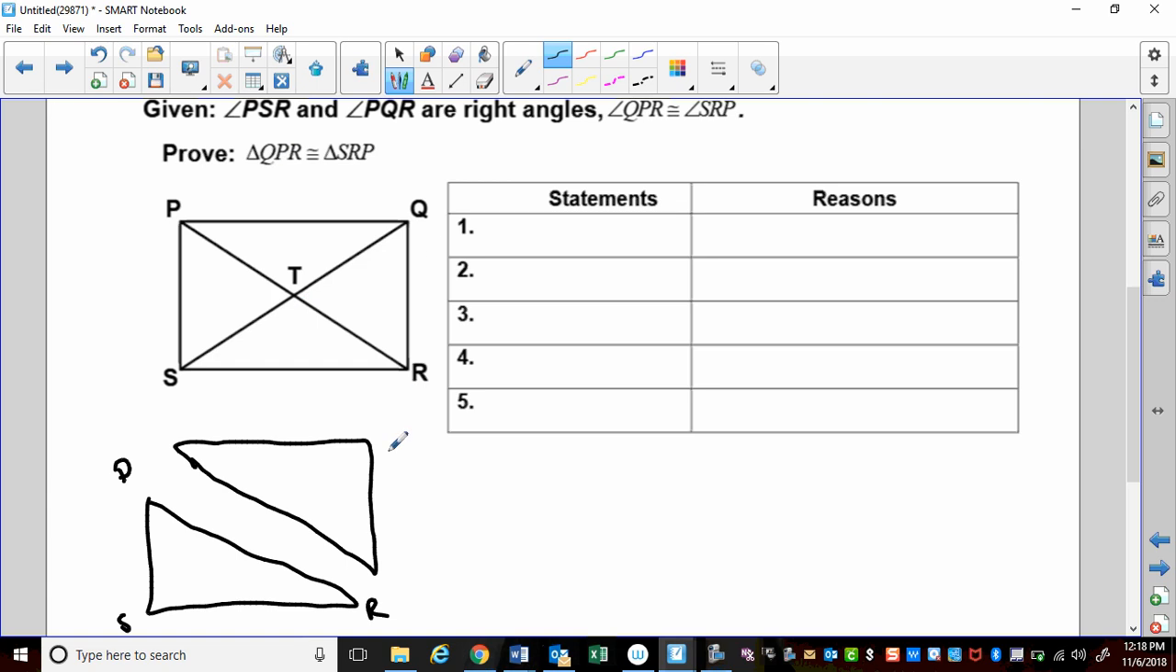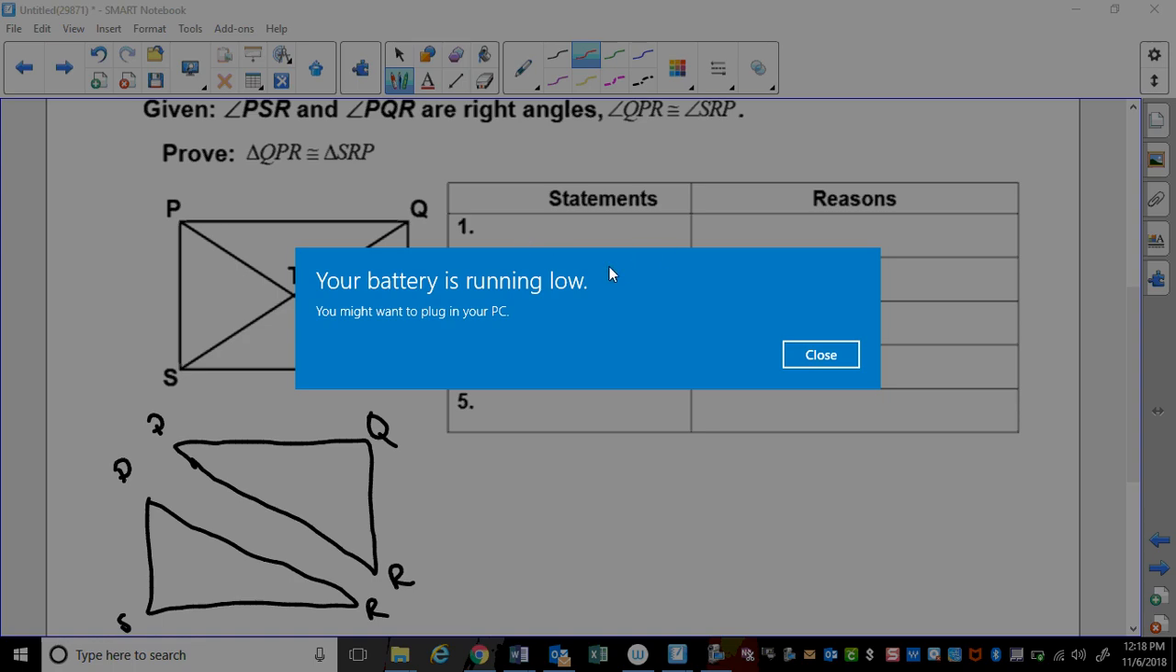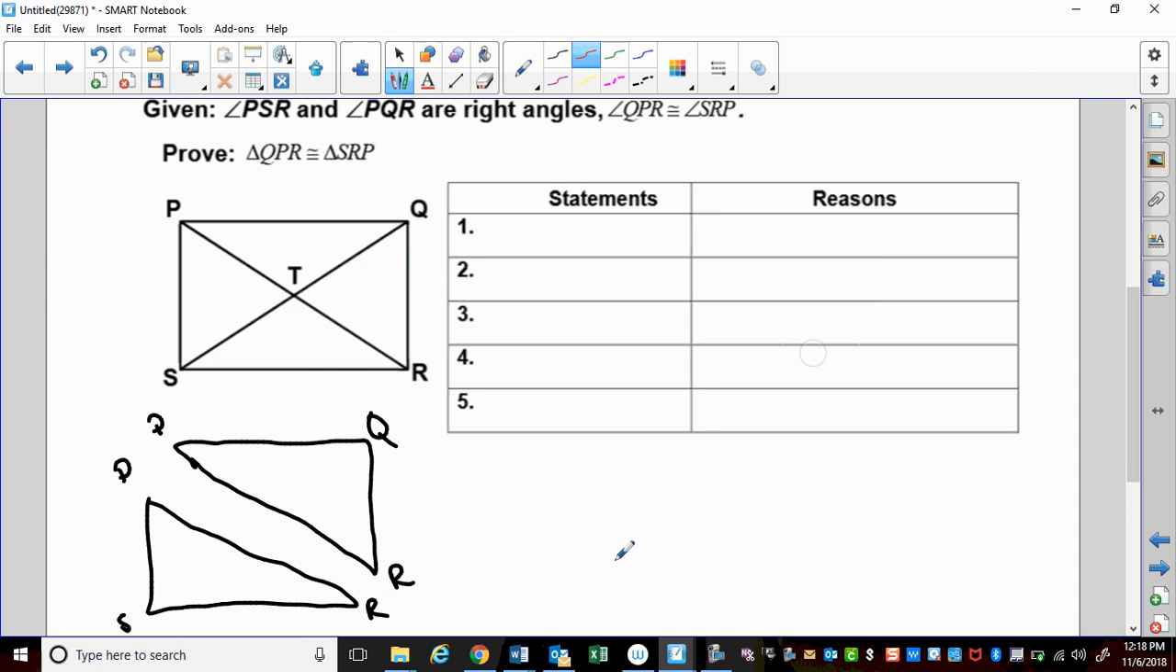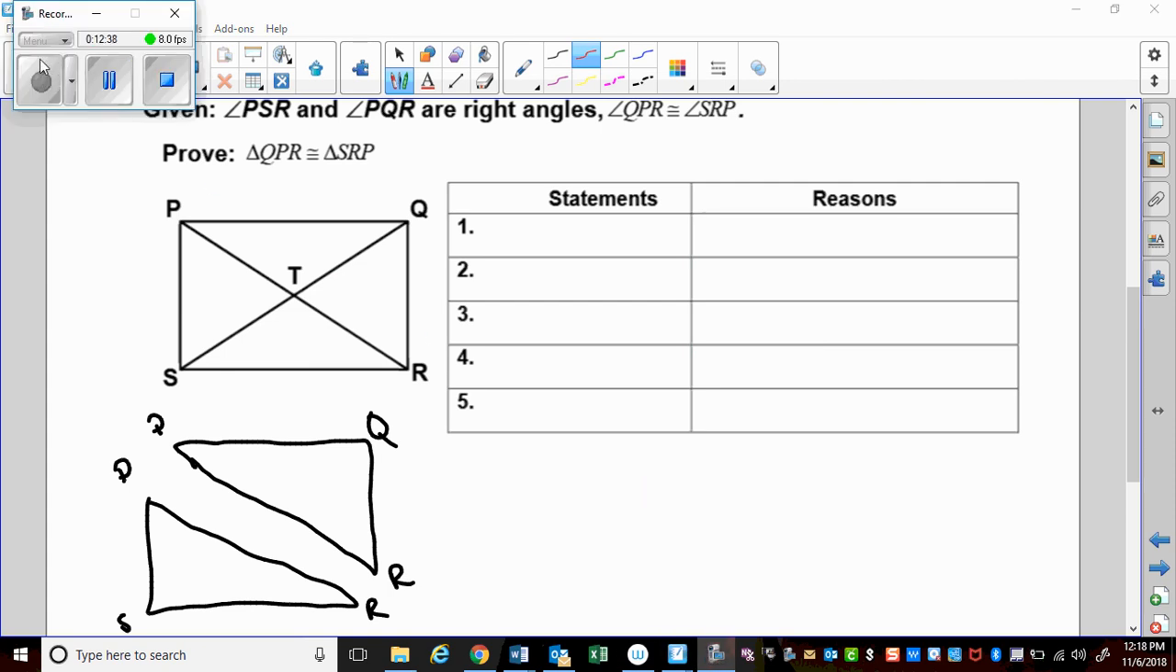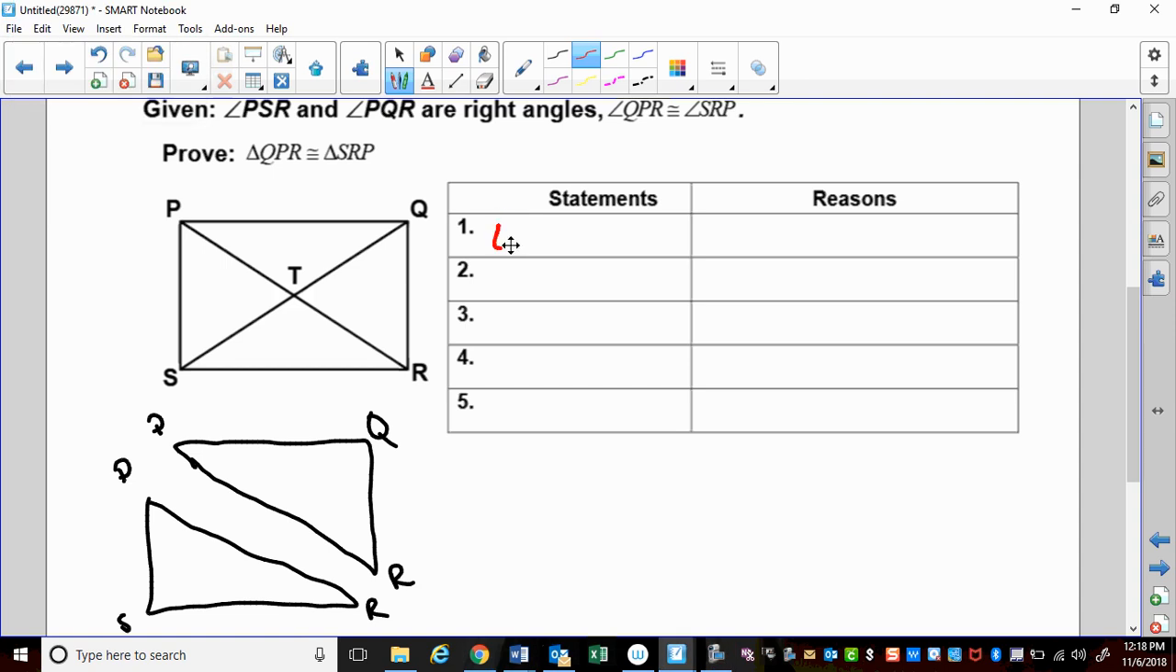is, they say QPR. Okay. I'm going to write in here what is given. Sorry, my computer was dying. I'm going to write in here what is given. It says angle PSR and PQR are right angles.